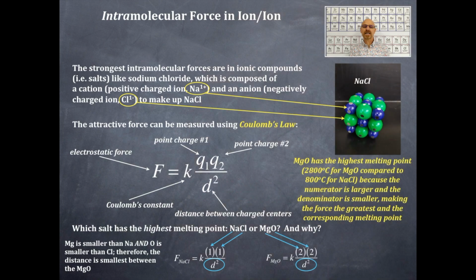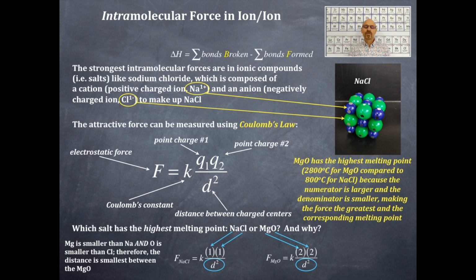So that's what this is saying right here. Magnesium oxide has a higher melting point. It's 2800 degrees Celsius for magnesium oxide in comparison to sodium chloride, which has a melting point of 800 degrees Celsius. A significant difference, and that significant difference is seen in Coulomb's law. The numerator term, due to the charges of the magnesium and the oxygen, is much greater. Furthermore, the denominator term is smaller because the magnesium ion is smaller than the sodium ion and the oxide ion is smaller than the chloride ion. This makes the force greater and therefore the corresponding melting point higher.